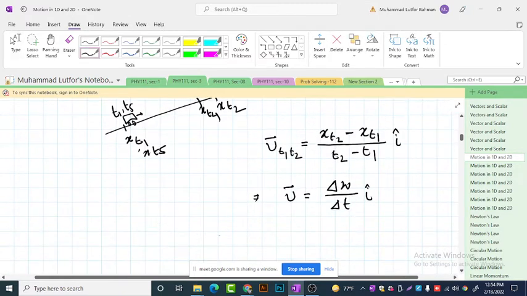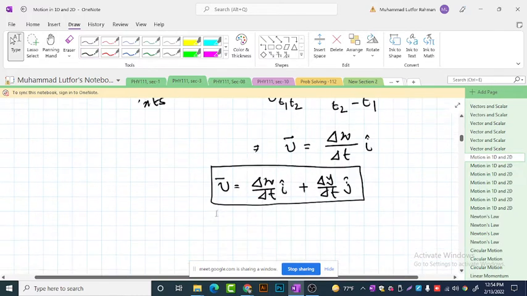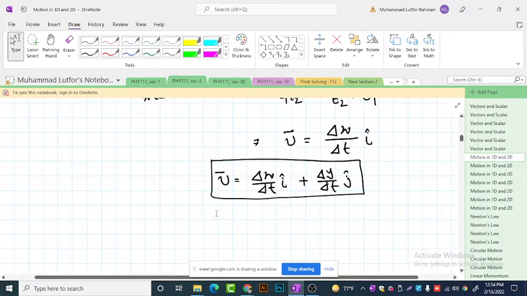If it is two dimensional, then this equation will be del x over del t i hat plus del y over del t j hat. That would be your average velocity formula for two dimensions. If it is three dimensional, you have to add one more term, del z divided by del t k hat. That will be the mathematical expression of the average velocity formula.